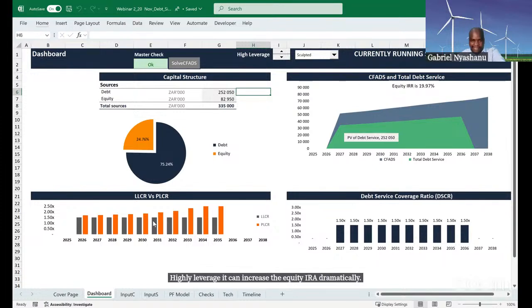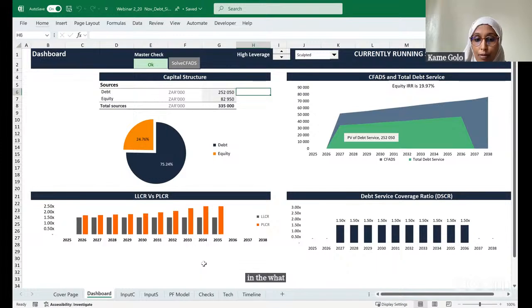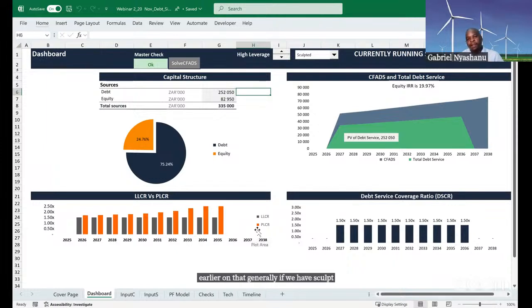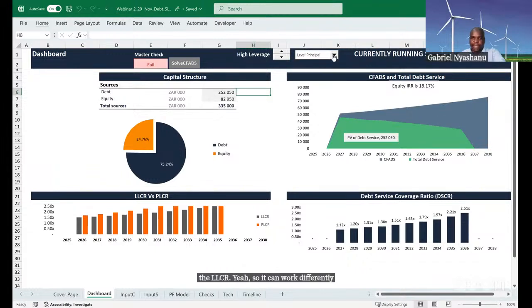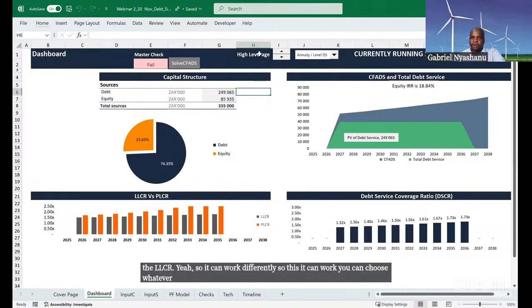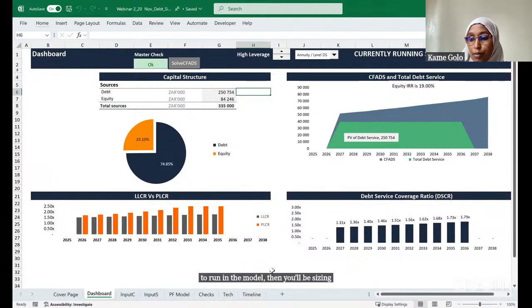Then if you look at this graph for LLCR, you can see that the PLCR is always greater than the LLCR. This was alluded to in the discussion earlier on, that generally, if we have sculpted our debt well, you find that the PLCR is always above the LLCR. So it can work differently. You can choose whatever situation or scenario that you want to run in the model, and then you'll be sizing your debt pretty well.